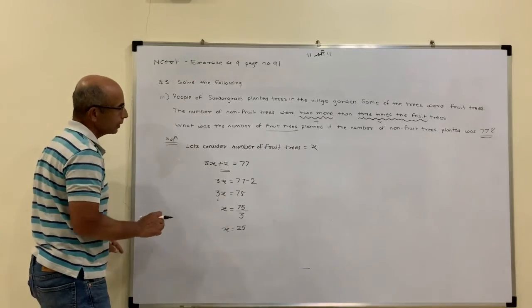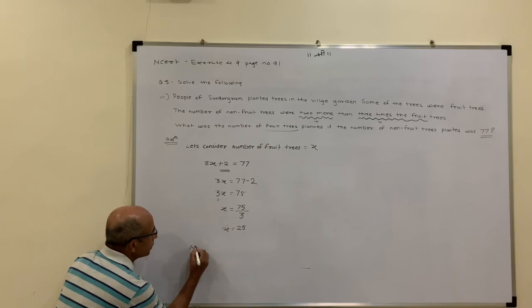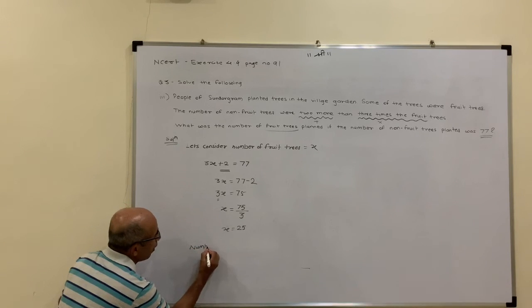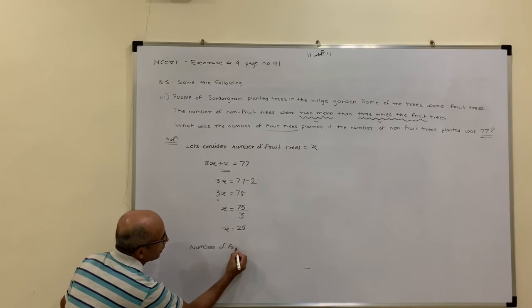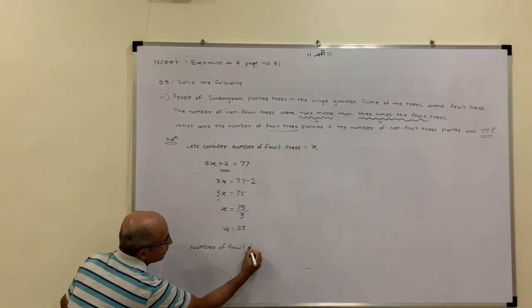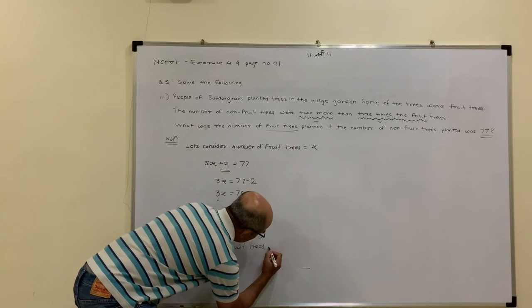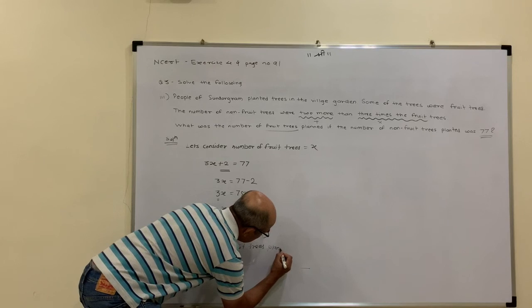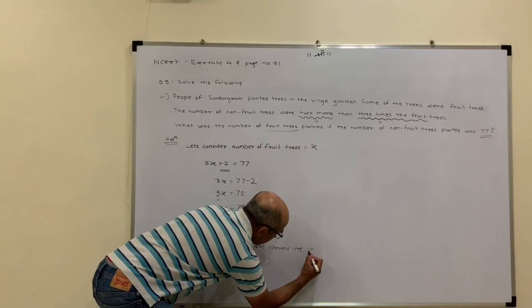So now I'll write the answer in words. The number of fruit trees planted are 25.